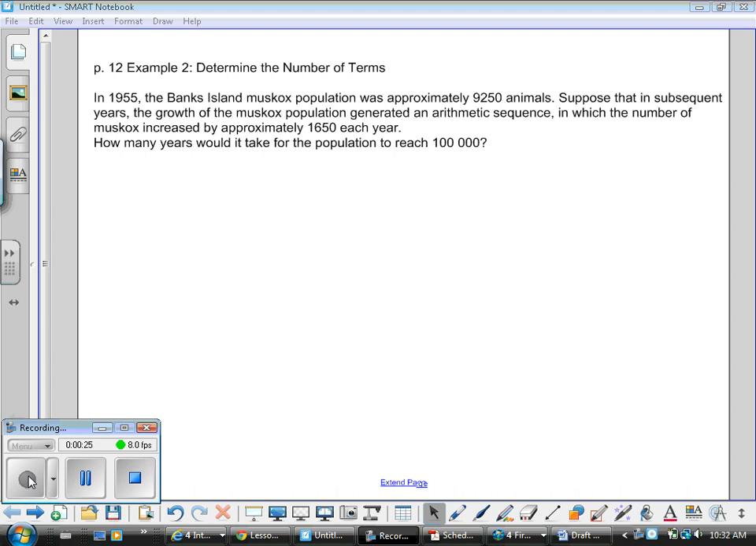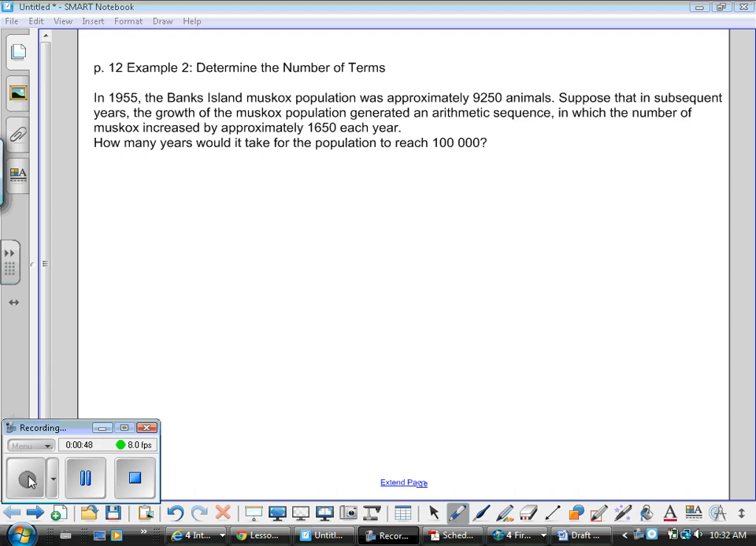9,250 animals. Suppose that in subsequent years, the growth of the muskox population generated an arithmetic sequence in which the number of muskox increased by approximately 1,650 each year. How many years would it take for the population to reach 100,000? Okay, so when they tell us it's an arithmetic sequence, they mean that every year a certain number of animals is added to the population.